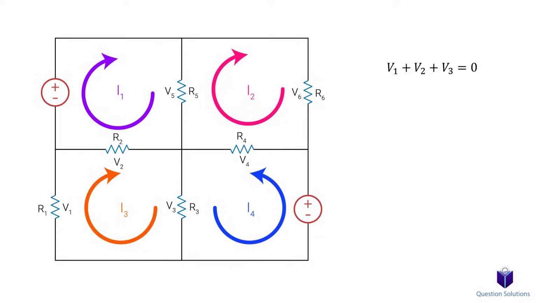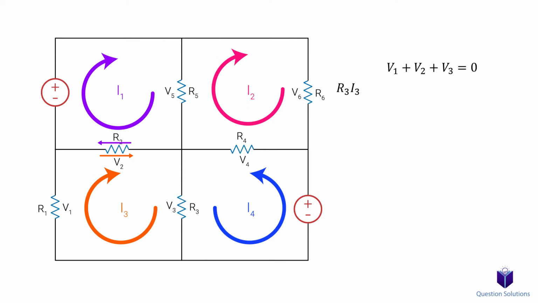Now comes the interesting part. We want to use Ohm's law to write each of these voltages with respect to our mesh current and the resistor value. Voltage is equal to current times the resistance. V1 is easy, it's just R1 times I3. But what about V2? We have 2 mesh currents in the same branch, I1 and I3.